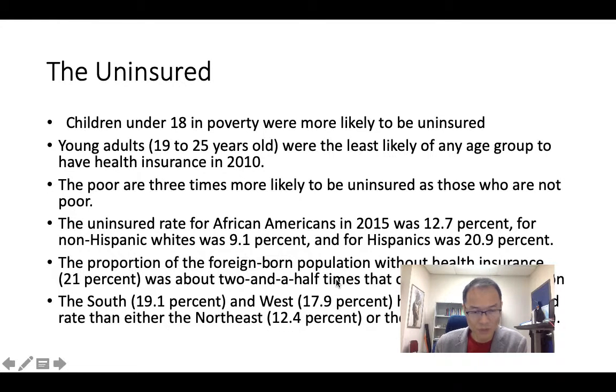Foreign-born population were more likely to be uninsured compared to their native-born counterparts. And interestingly, geographic location also makes a difference. Northeast and Midwest are more likely to have coverage than South and the West.